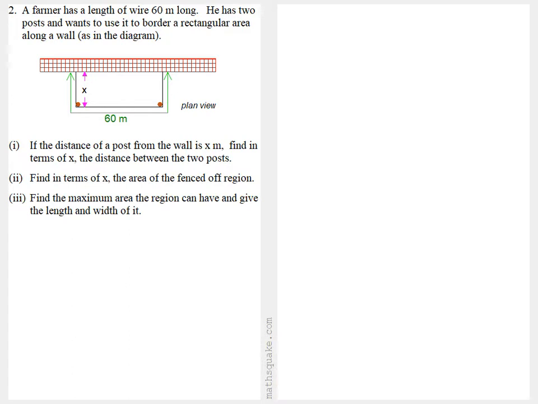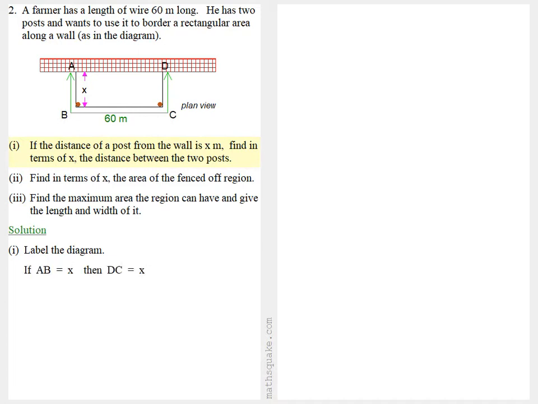Now let's have a look at a problem. A farmer has a length of wire 60 meters long. He has 2 posts and wants to use it to border a rectangular area along a wall, as in the diagram. So the wire stretches from the wall to one post, then to another post, and then back to the wall in the shape of a rectangle. If the distance of a post from the wall is x meters, find in terms of x the distance between the 2 posts. Now to solve this, let's label the diagram.